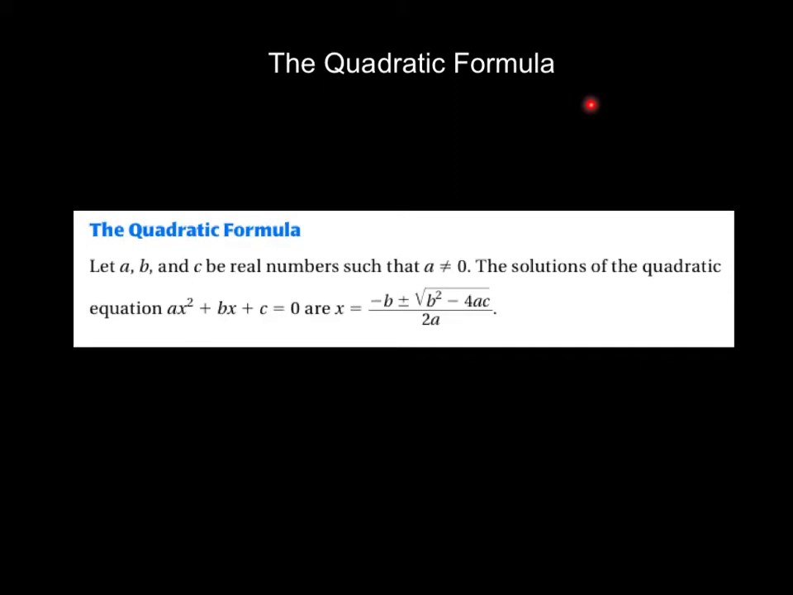Now remember, we can only use the quadratic formula if our quadratic equation is in standard form. Standard form is right here: ax squared plus bx plus c equals 0. We have to put our quadratic equation into standard form in order to be able to apply the quadratic formula to it. Let's take a look at a problem.